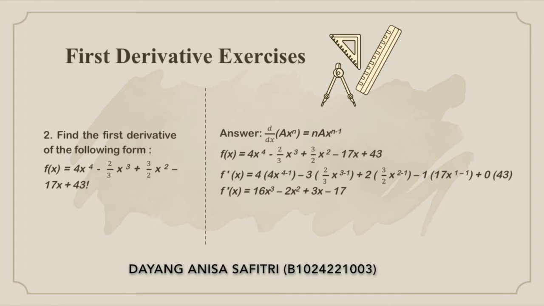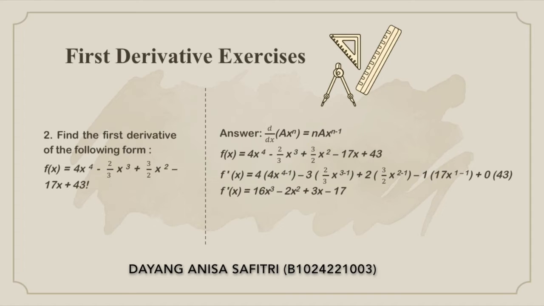d divided by dx of ax to the n equals n times ax to the n minus 1. The formula above tells us that to take the derivative of a term with coefficient a and exponent n, we simply multiply the term by n and subtract 1 from n in the exponent. With this in mind, we'll take the derivative of the function in the problem term by term.